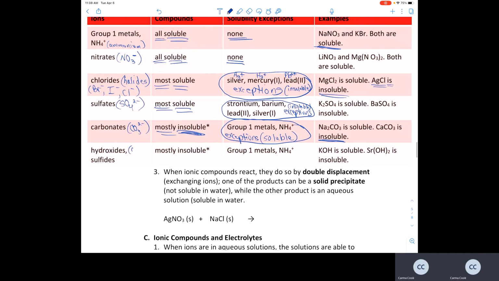And then finally, the hydroxides, the OH minus polyatomic ion, and sulfides, the S2 minus monoatomic anion. If an ionic compound contains either of these anions, then they'll be mostly insoluble, not soluble. And again, the only other exceptions that would make an ionic compound soluble if it contains a hydroxide anion or a sulfide anion is if it's paired with a group 1 metal cation, like sodium +1 or potassium +1, or the ammonium polyatomic cation, NH4 plus.